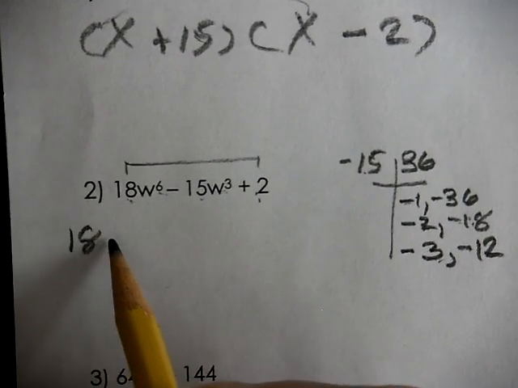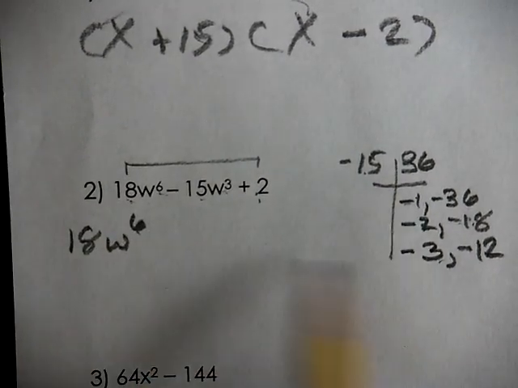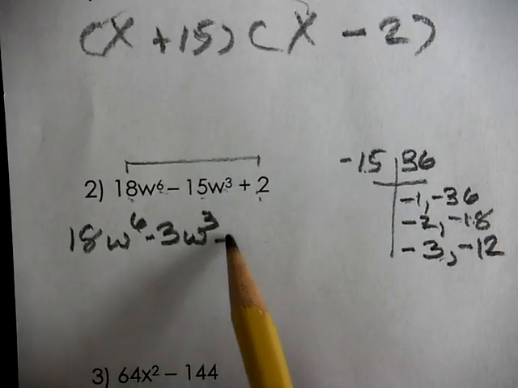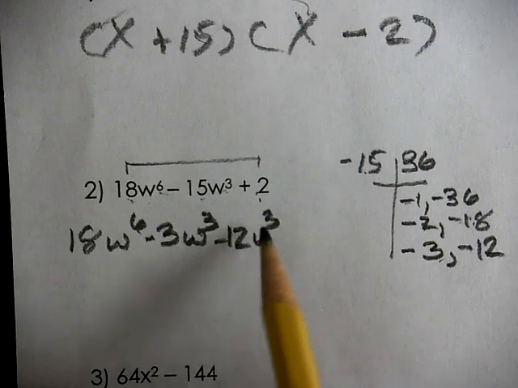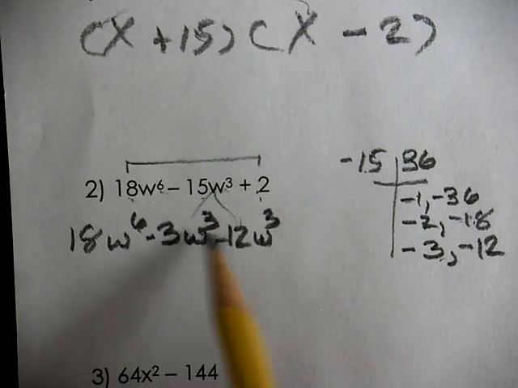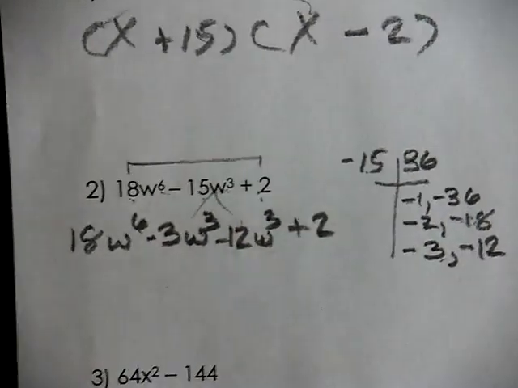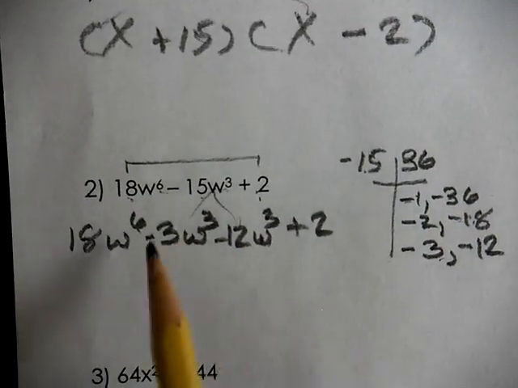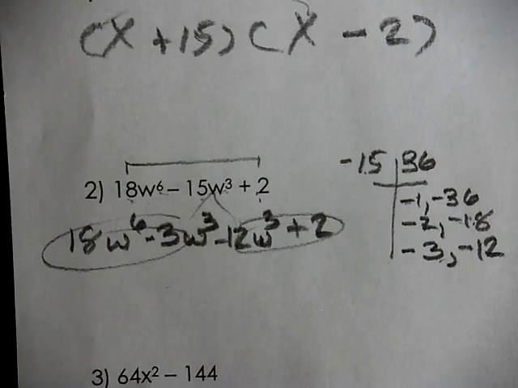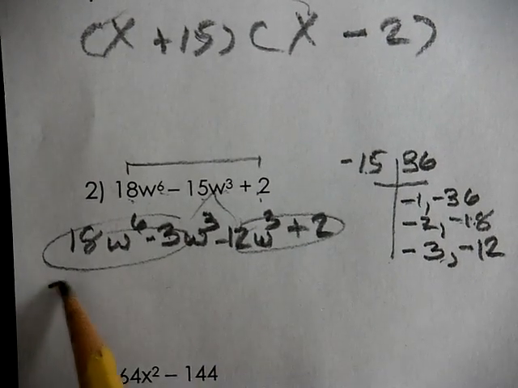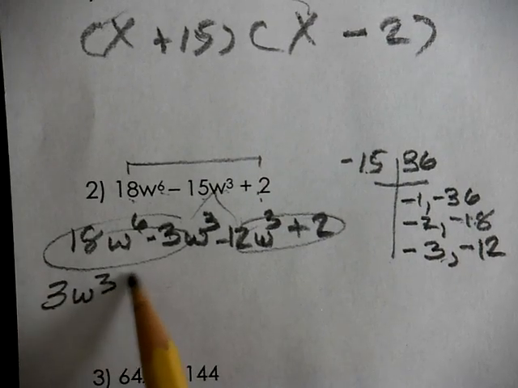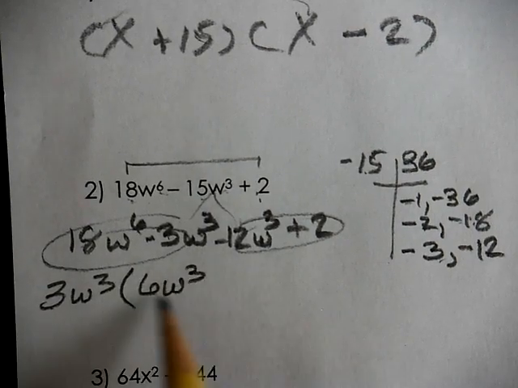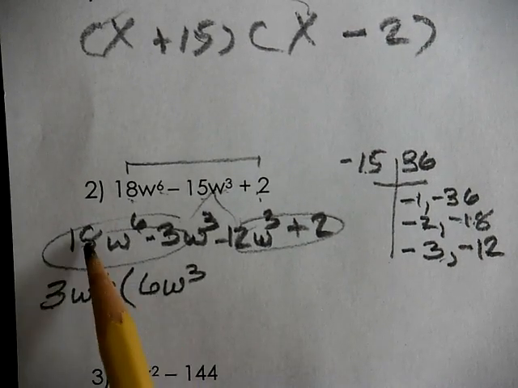So we say 18w to the 6th minus 3w cubed minus 12w cubed. Together, those make 15w cubed plus 2. So we broke apart the 15 into a magic pair of numbers. Now we're going to just use factor by grouping. So I can pull out a 3w cubed. I'd be left with 6w cubed.